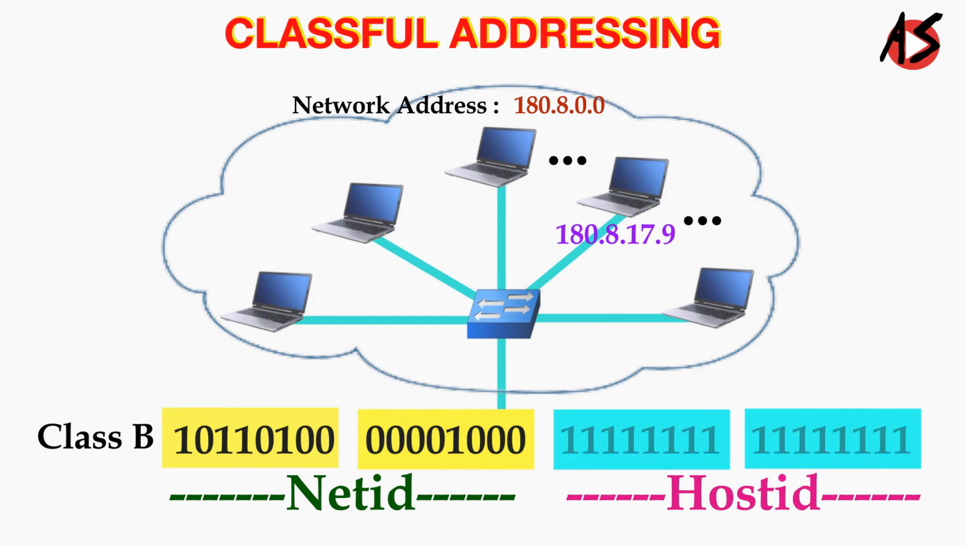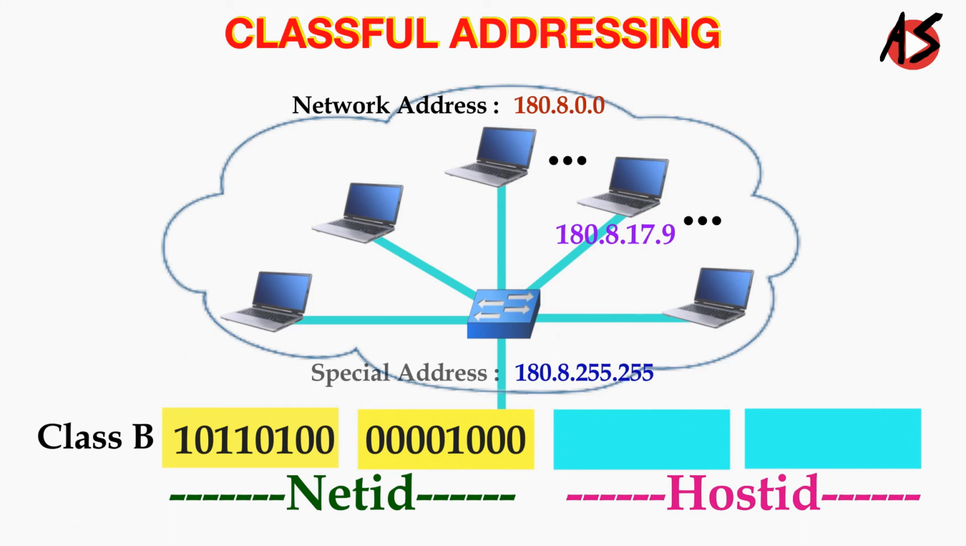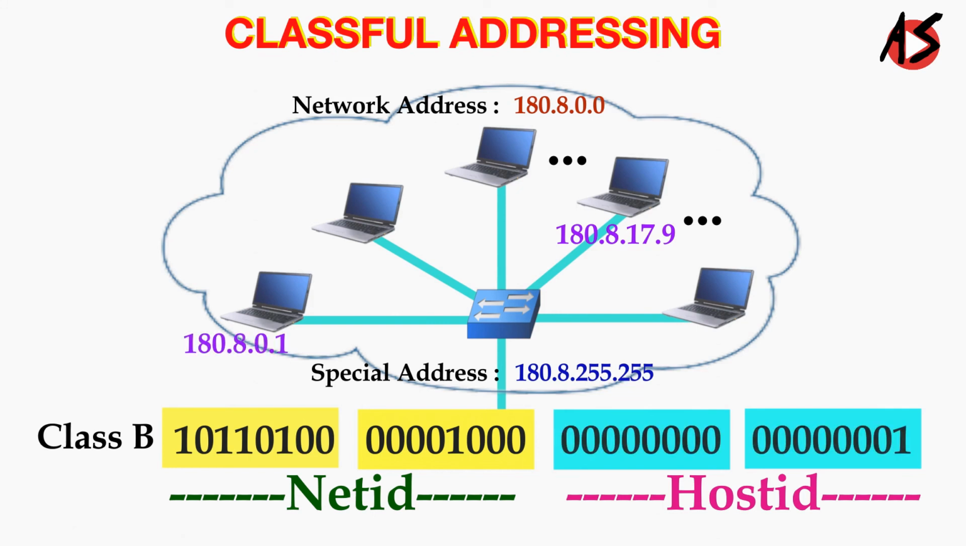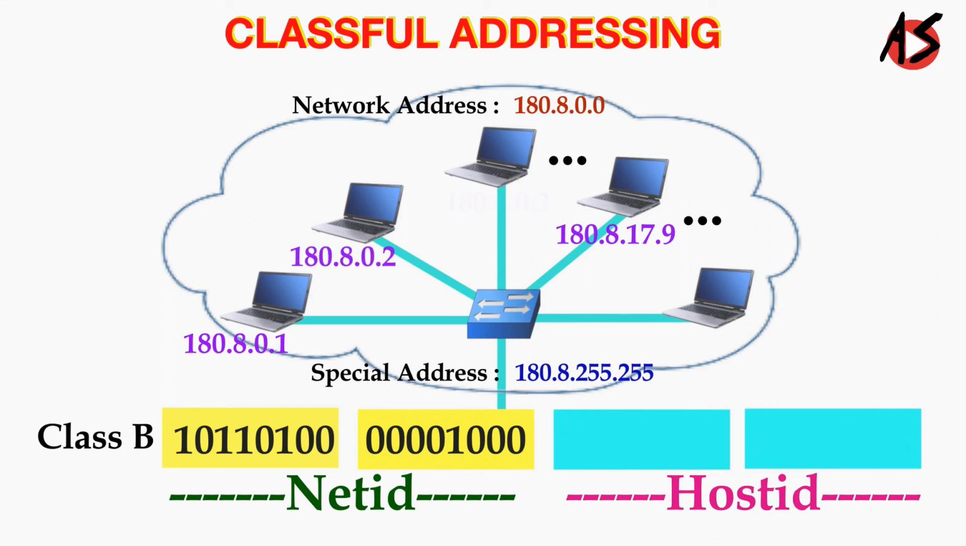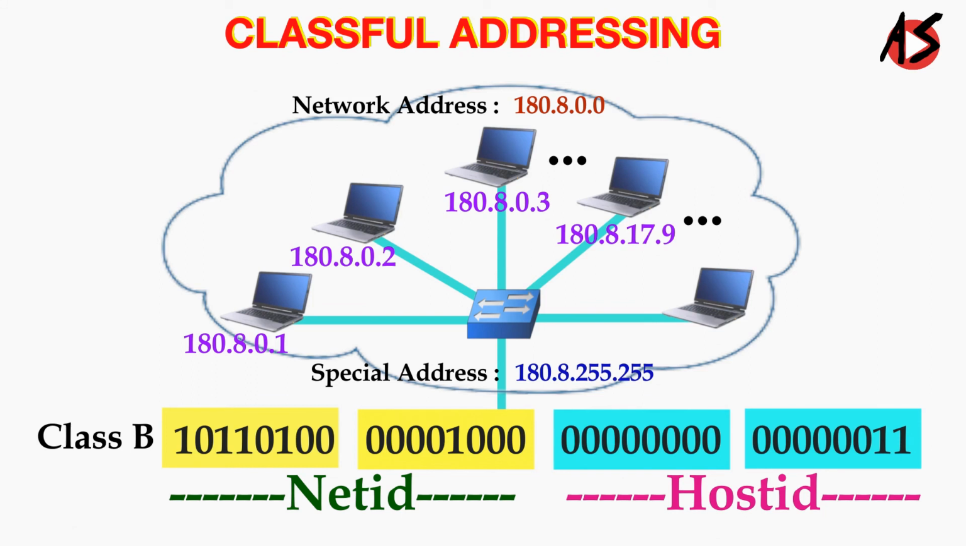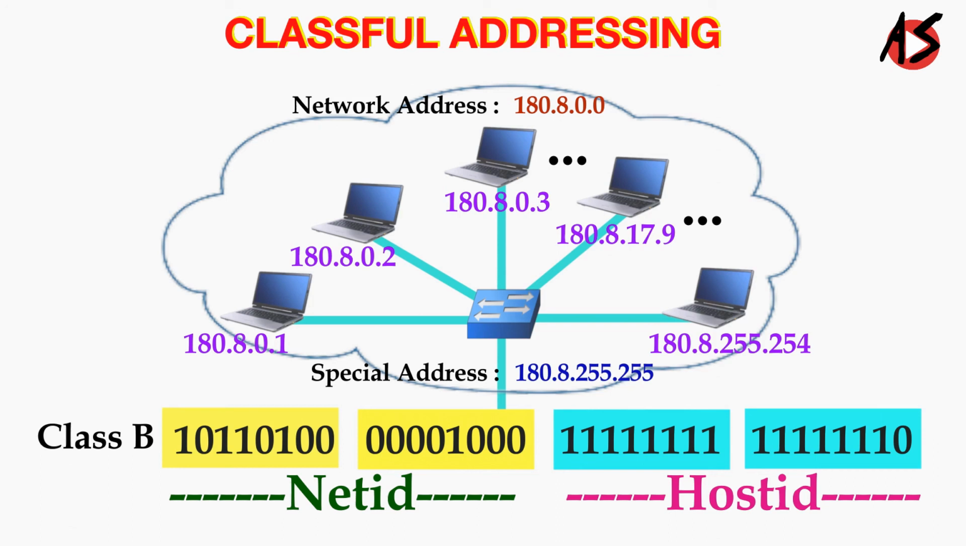The last address is 180.8.255.255, which can be used for a special purpose. So in this network, we can give addresses like 180.8.0.1, 180.8.0.2, 180.8.0.3, all the way up to 180.8.255.254. So I hope you understand what an IP address is and how to assign it.